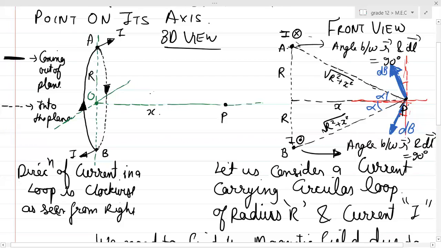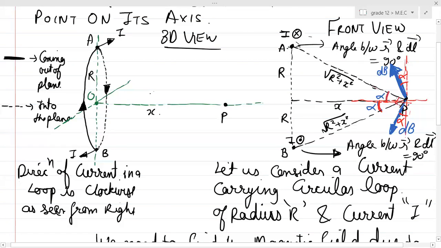So if this angle is alpha, and this line is perpendicular to this line, can you see this particular thing? If this angle is alpha, then this angle will be alpha. And similarly, if this angle is alpha, then this angle will be alpha. Are you getting my point now?